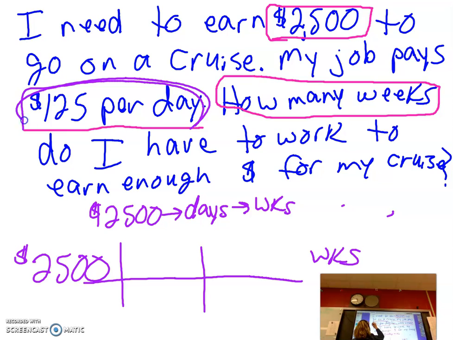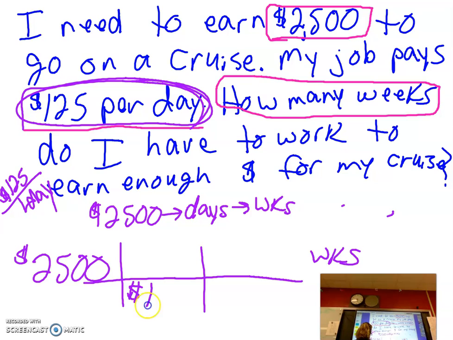This right here is a conversion factor, and you have to recognize things like dollars per day or dollars per hour, miles per hour. If we drive 60 miles per hour, that's 60 miles in 1 hour. That's what that actually means. So this conversion factor is actually $125 in 1 day. So I want dollars to go away. I need to put that on the bottom.